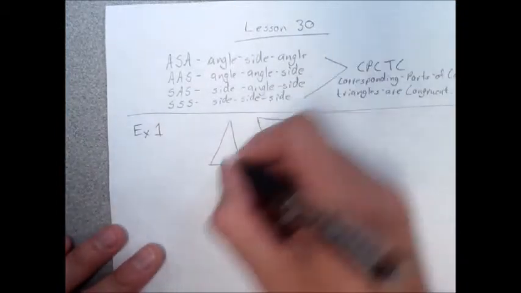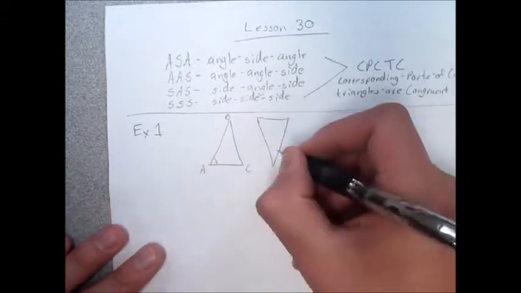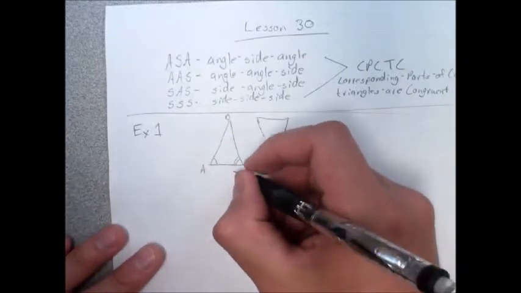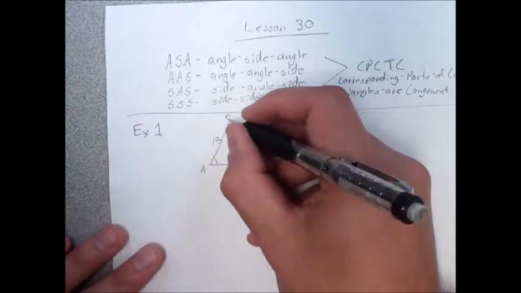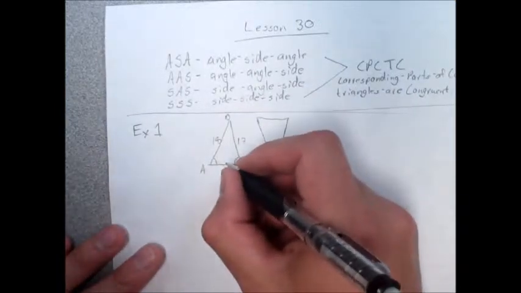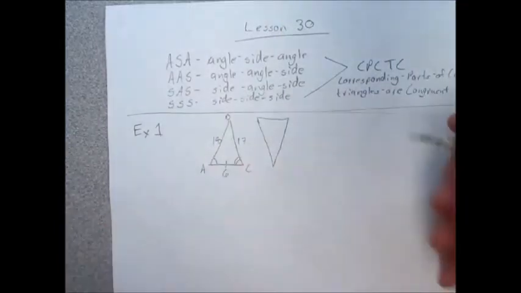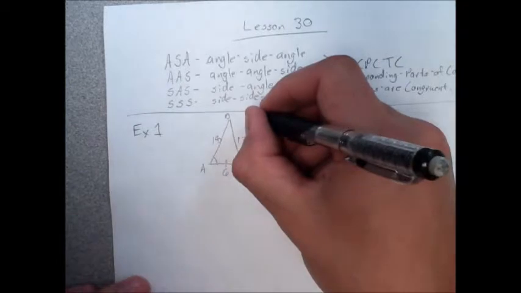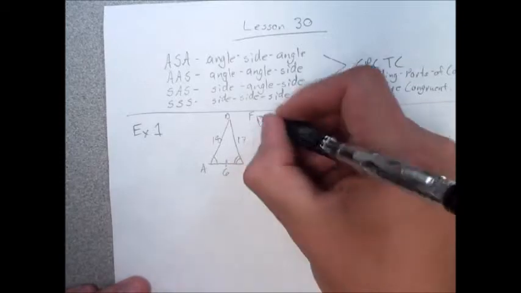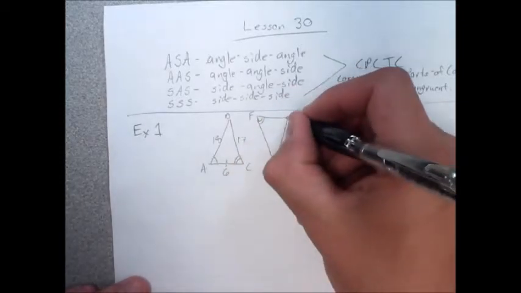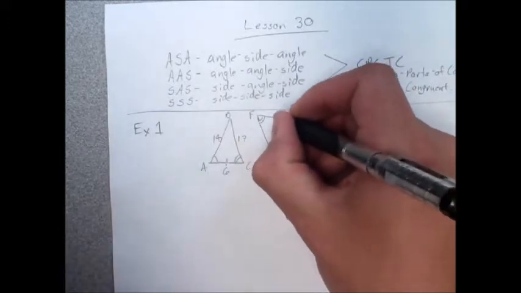So it says, on triangle ABC, we have one arc mark on A, two arc marks on C. We have 18 to mark AB and 17 to mark BC. And lastly, we have one tick mark on AC, which is 6. Then we have triangle FED. On angle F, we have two arc marks. On angle E, we have one arc mark. And then on our base, which is FE, they give us one tick mark.